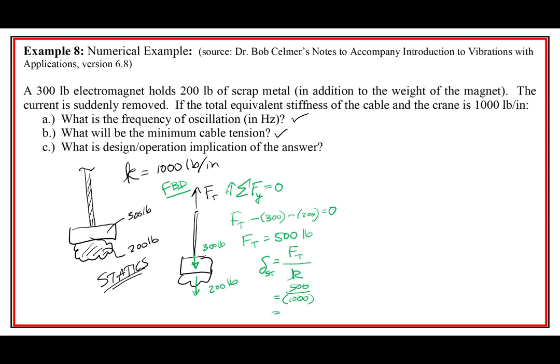I think my numbers are wrong. I'm sorry, 1,000 pounds per inch. Okay, so that's fine. We pulled it down how many inches? 0.5 inches. Sure, 0.500 inches, which, by the way, should be 1.667 e to the minus 2 feet. I prefer to work in feet.